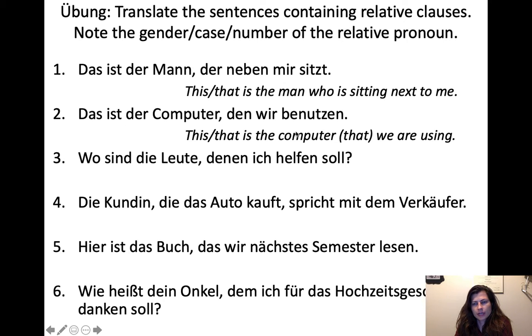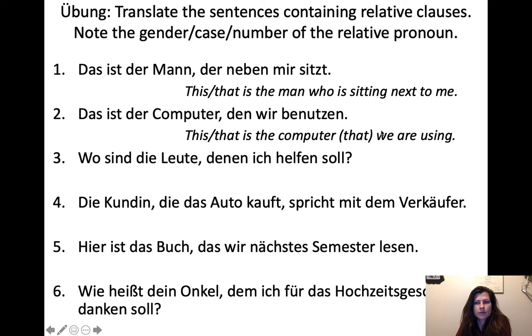Okay, so das ist der Computer, den wir benutzen. This is the computer that we are using. So das ist der Computer, that's the main clause, and then den wir benutzen is the relative clause. Den is a relative pronoun, and you think about wir benutzen den Computer, so it's like saying we use the computer, and so that's the direct object, so that's why it's the accusative. In English, you could say, this is the computer that we are using, or this is the computer we are using. And it's optional to leave out the that there, but in German you cannot leave out a relative pronoun. It would completely destroy the sentence.